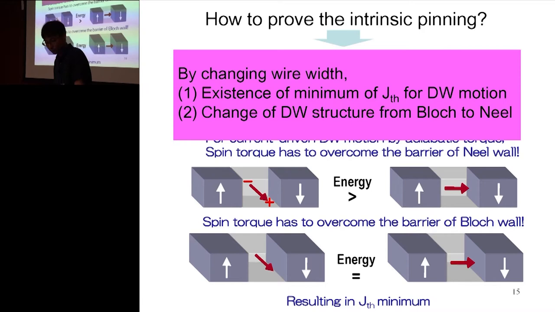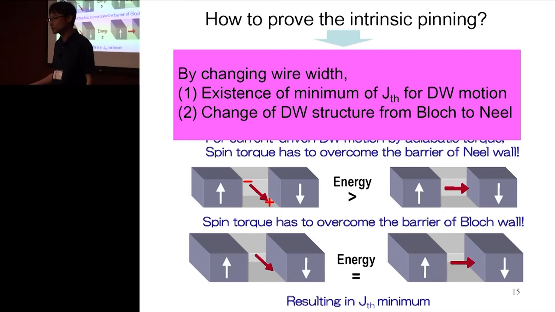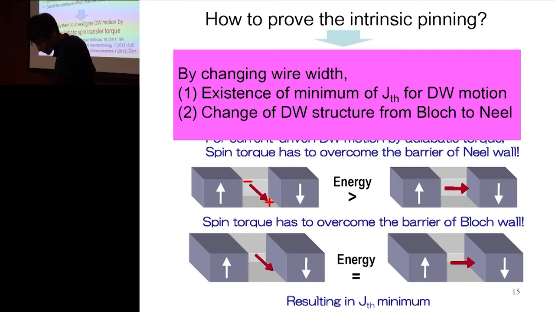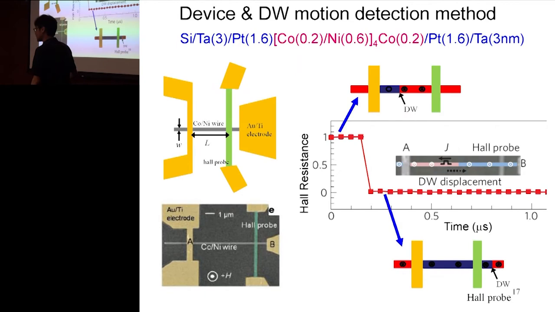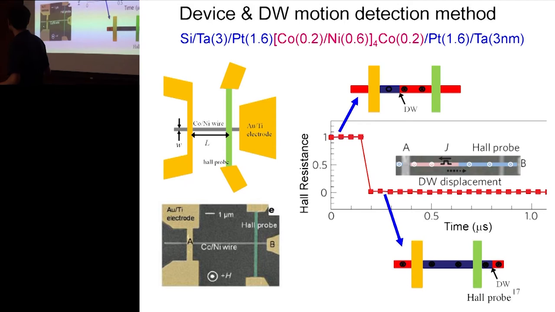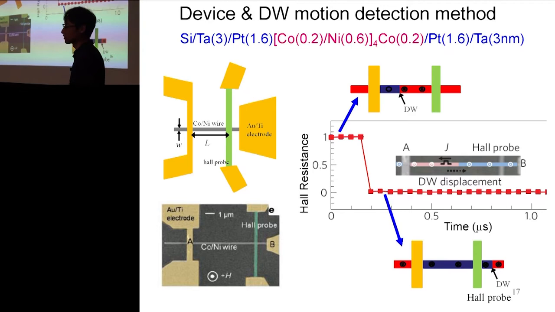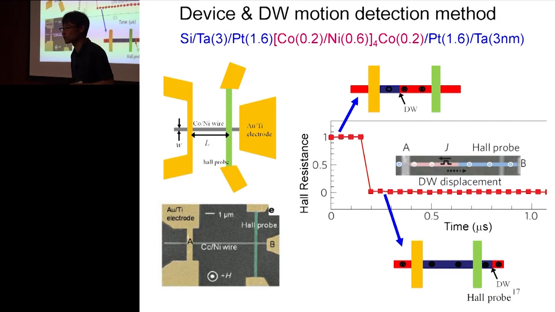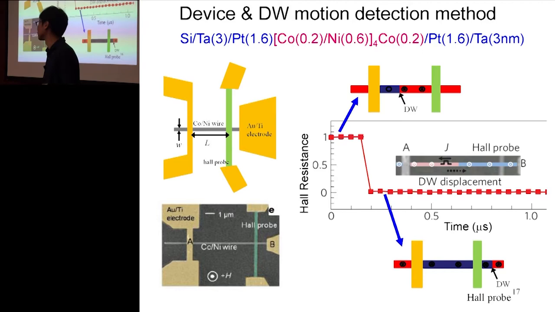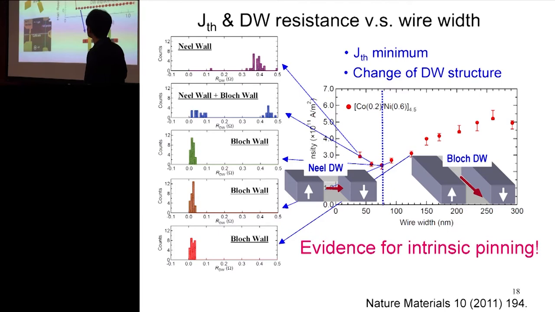So by changing the wire width, we checked the threshold density for the domain wall motion and checked the domain wall structure. So these are the device structure. Then you see the overlying wire here. You can create the domain wall by injecting a current through this wire, which creates a local Oersted field here, and the domain wall is moved by the injection current through the wire. And the motion of the domain wall can be easily detected just by measuring the Hall resistance, because this cobalt wire shows enormous Hall resistance, which corresponds to the magnetization direction upward or downward just beneath this Hall electrode.